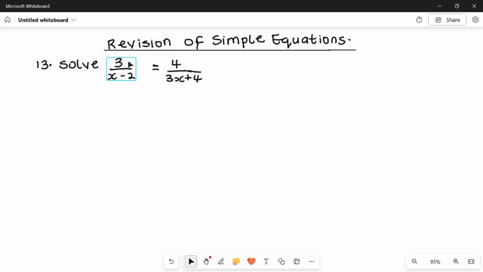Cross multiply. So the 3 here in the numerator will multiply 3x plus 4 here in the denominator, and the 4 here in the numerator will multiply x minus 2 here in the denominator. After that, the next thing is to simplify it. So let's start.